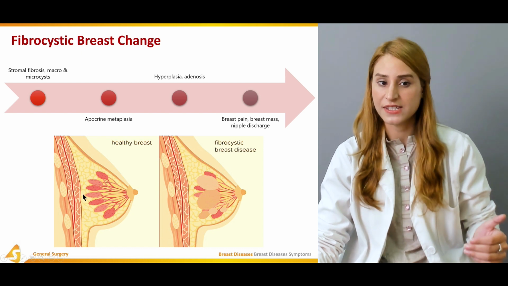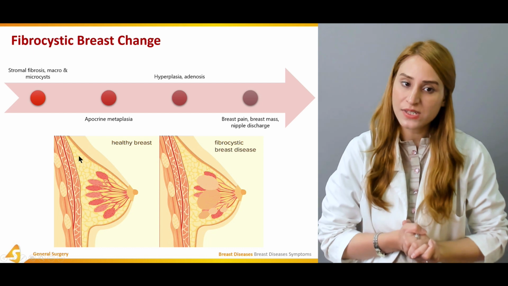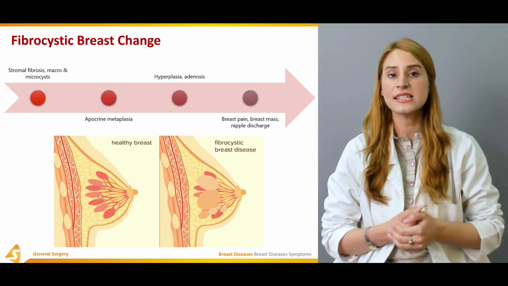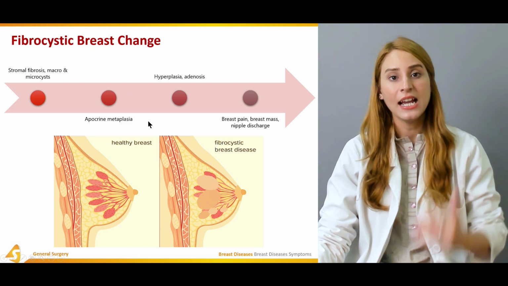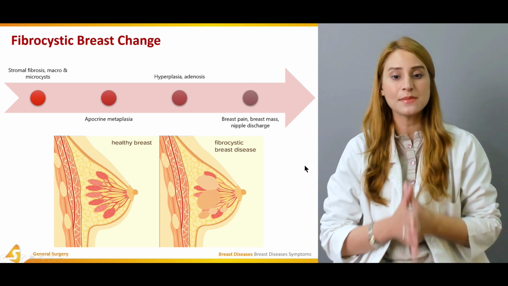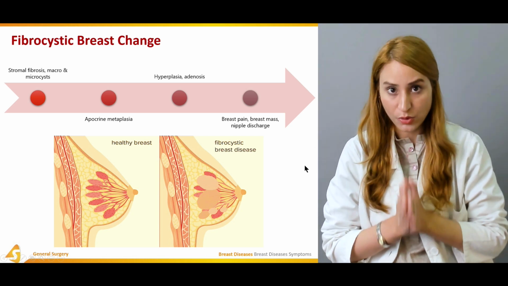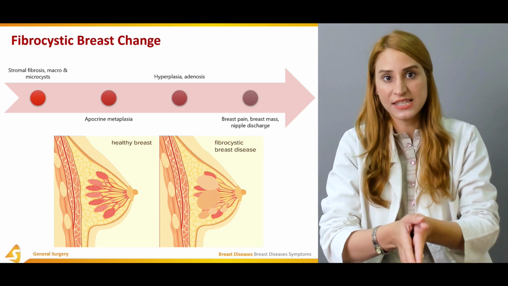So this is a fibrocystic change, right? It can be stromal fibrosis, it can be macro or microcysts, apocrine metaplasia, hyperplasia, or adenosis, and the patient can present with breast pain, a breast mass, or nipple discharge, right? So what comes to your mind when I say fibrocystic breast changes?